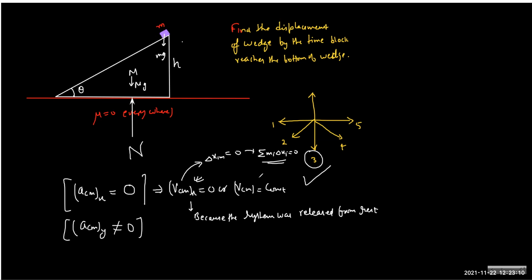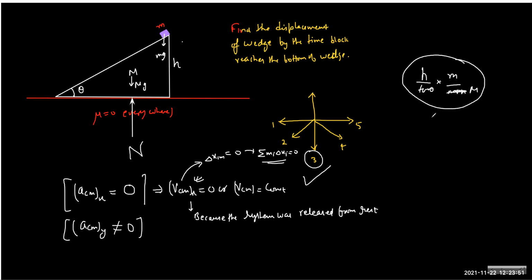Sir, the displacement of the wedge by the time the block reaches the bottom is small m into h by tan theta into capital M. Once again, how much did you say? h by tan theta into m by capital M. Oh, not m by capital M, this one. Yes, sir. I think you made the same mistake which you made earlier.